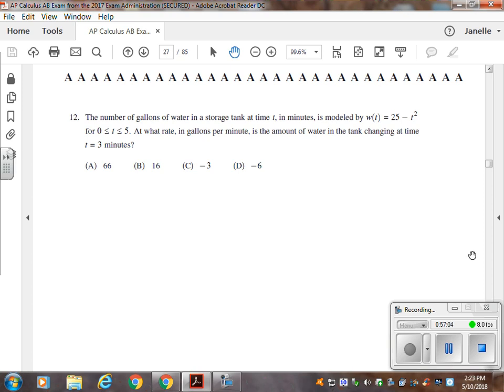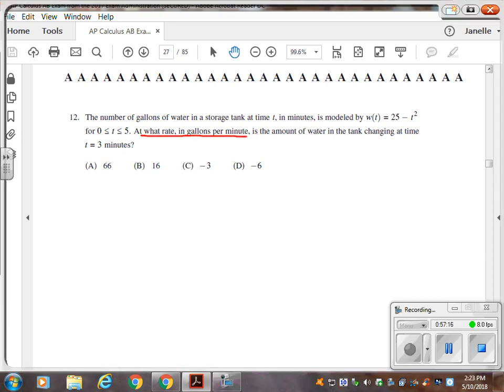It says the number of gallons of water in the tank is W sub T. What is the rate in gallons per minute that the amount of water in the tank changes at T equals 3? Now, first of all, always look at your units. It says, what is the rate? The moment you see that, and W stands for gallons, what is that telling you to do? Differentiate or integrate? That's right. So you differentiate it and get negative 2T, plug in the 3, and get negative 6.